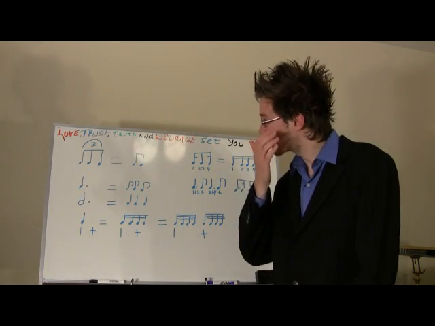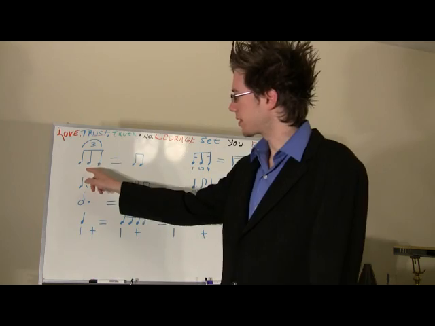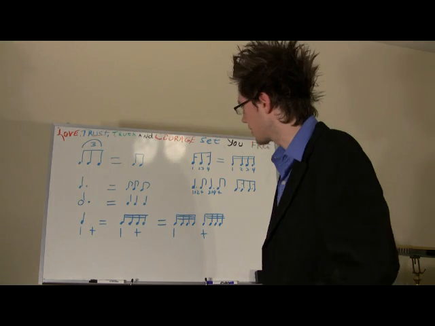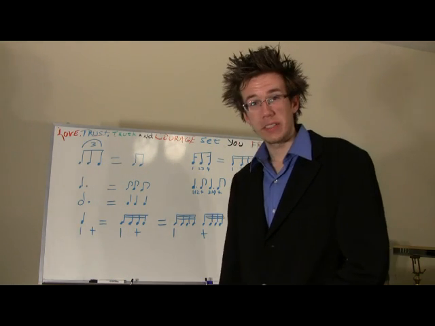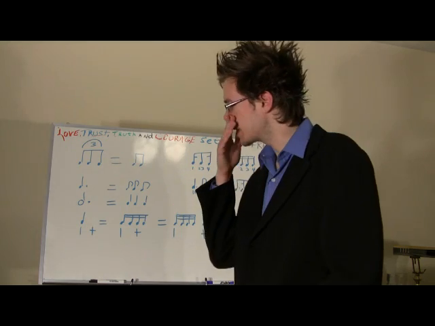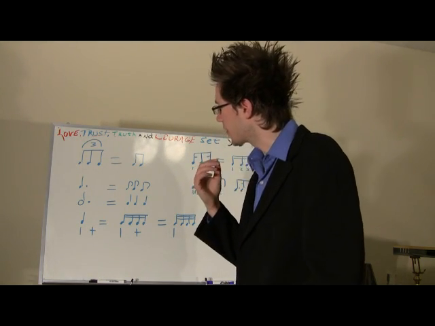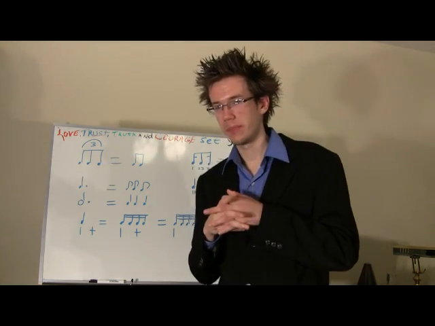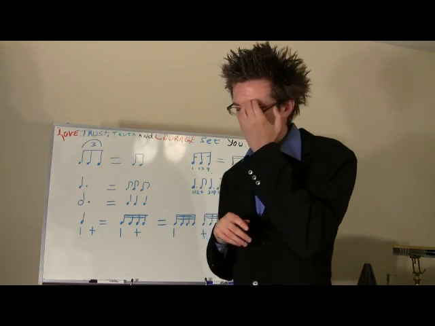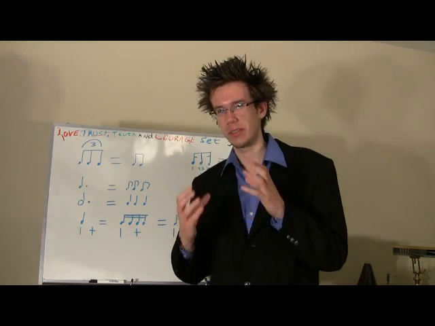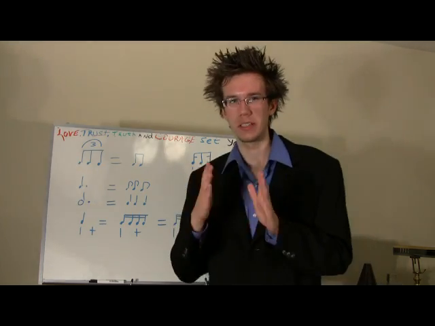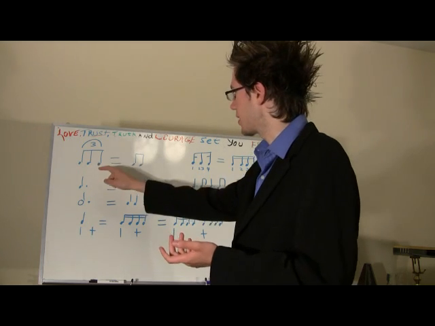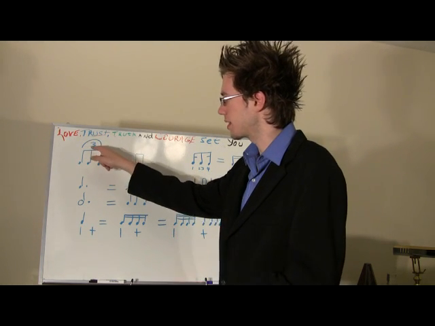Alright, so the first one we're going to start with is called the triplet. Now, this can be quite confusing to a lot of people, and it's probably going to be the toughest thing to get around. Why is the triplet so hard? Well, remember when we were talking about compound time? Think of a triplet as sort of like a window of compound time in a single beat, if that makes any sense.